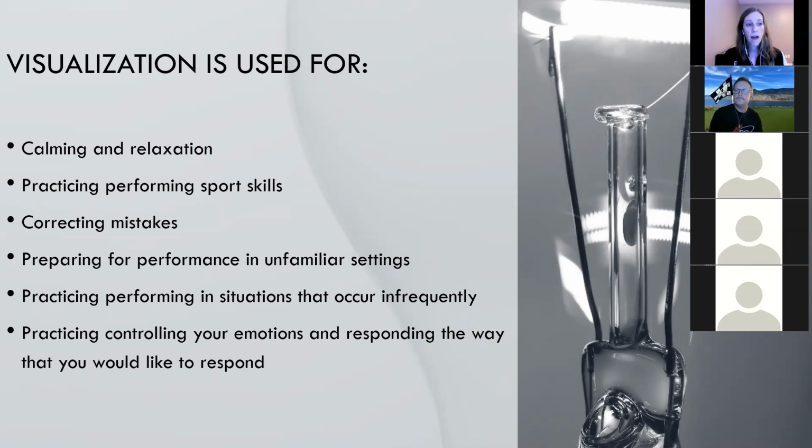Like I said earlier, we sometimes want to emphasize this focus on success, but we can actually use visualization to correct our mistakes as well. So say you miss a shot and you want to be able to correct that, you might actually think about what happened and then correct your technique. You might visualize the ball going in or the shot being corrected that way. And so you can take something that's maybe not great and see yourself making those corrections.